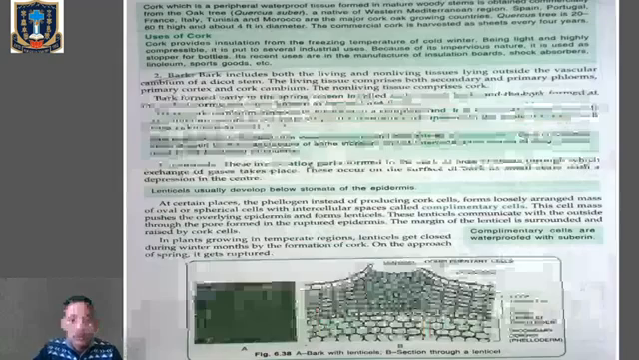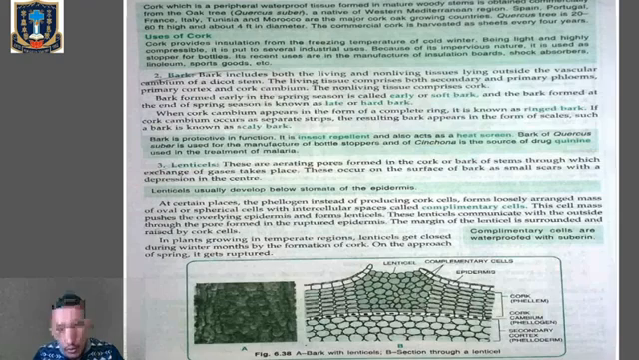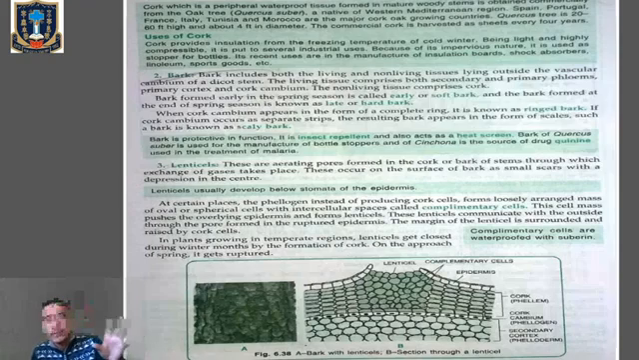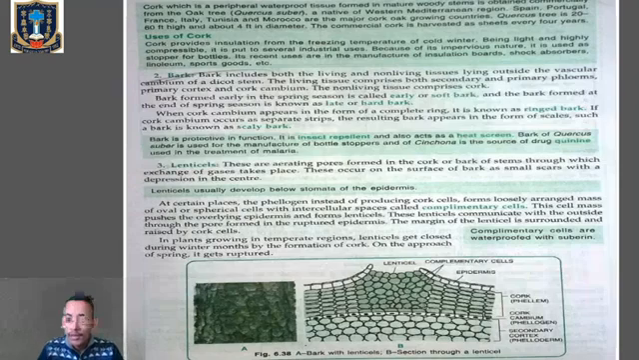Next, we'll talk about the bark, which includes both the living and the non-living tissues lying outside the vascular cambium of dicot stems. Now, the bark which is formed in the early spring season is called the early or the soft bark, and the bark which is formed in the late season, that is, in the winter time, is called the late bark or the hard bark.